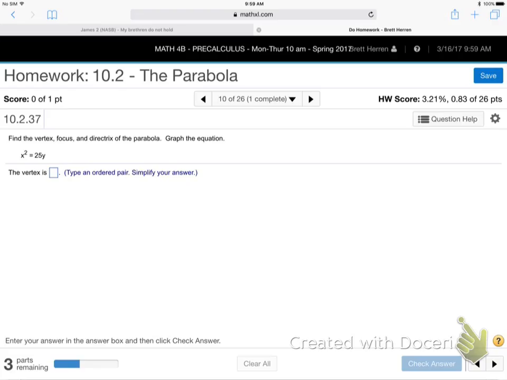So find the vertex, focus, and directrix of the parabola. All right, so first thing is to decide, does this thing go up, down, right, left? They're not requiring a picture, but I think pictures are always helpful. So first of all, let me give you a second. See what you remember from yesterday.